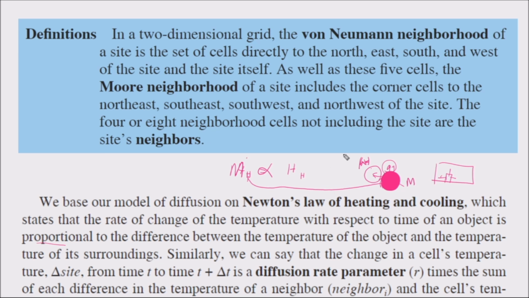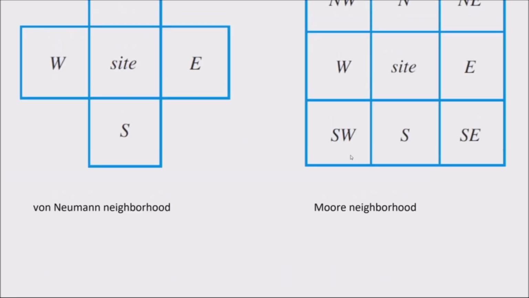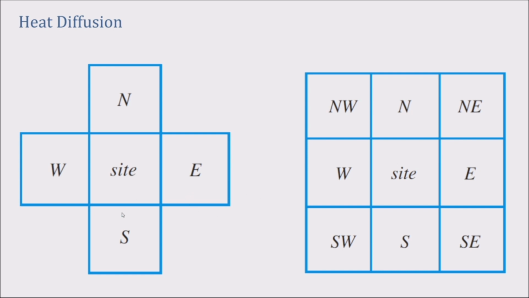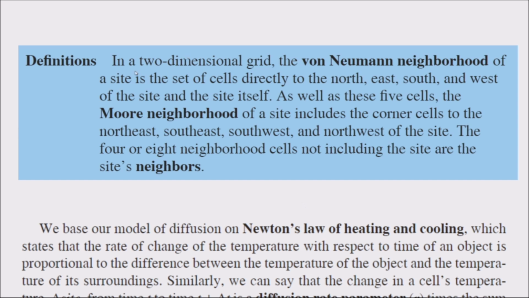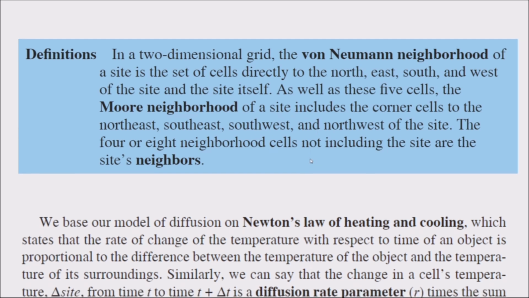And what are the patterns it will go? The patterns are nothing but what we saw earlier, these two, right? These are the patterns of energy flowing through an object, and they're talking about that here, in a two-dimensional grid. A von Neumann neighborhood of a site is the set of cells directly north, east, south, and west, right? So that's all von Neumann says. And the other guy said northeast, southwest, and also the diagonals, right?